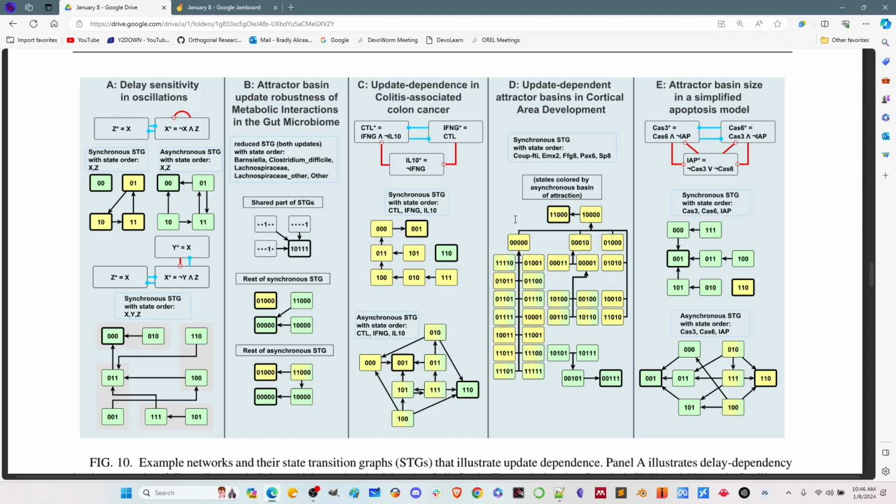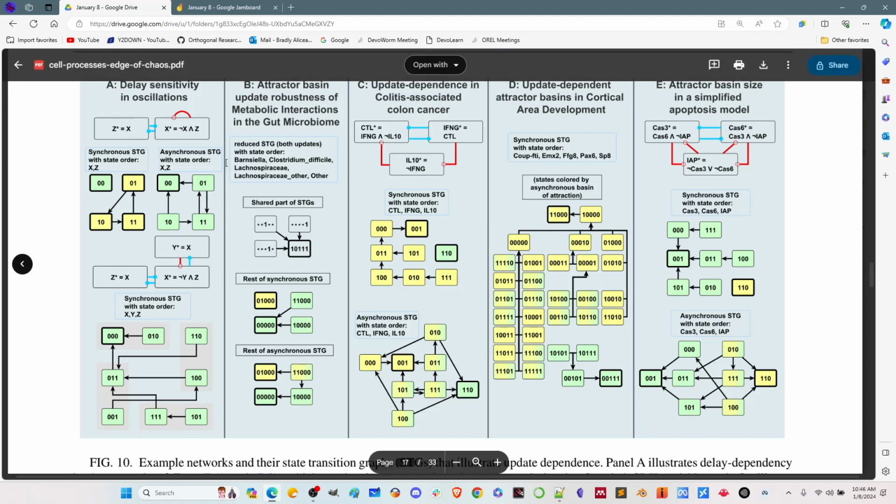And so it makes sense to have different configurations for different types of systems, because different systems operate differently and have different dynamics. So the first one is delay sensitivities and oscillations. So this is, again, where you have a synchronous and an asynchronous state transition graph. You have where 0,0 doesn't update anything, but 0,1 leads to 1,0, leads to 1,1, and then back to 0,1. So these 3 states here are transitive and 0,0 is left out.